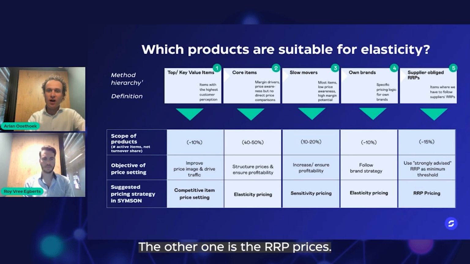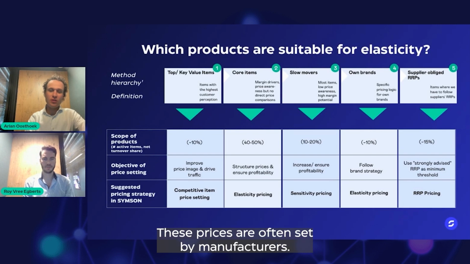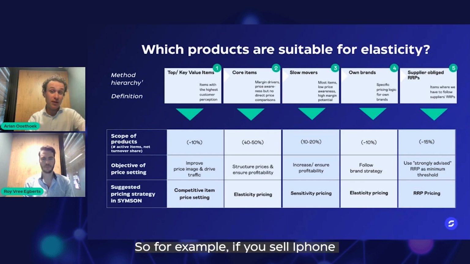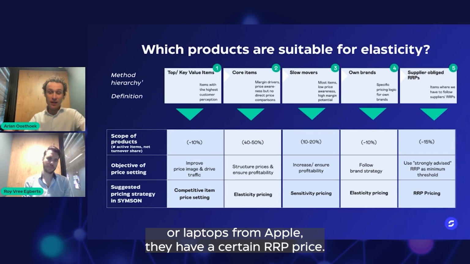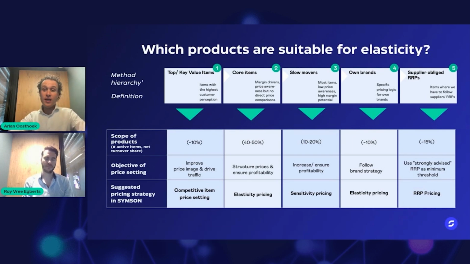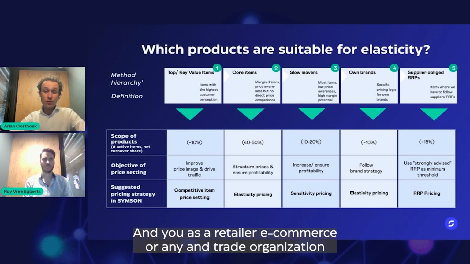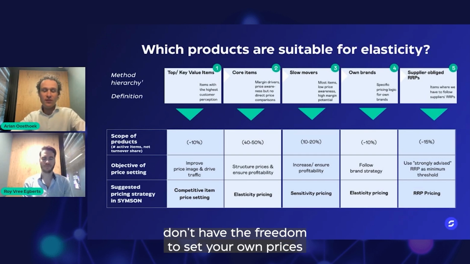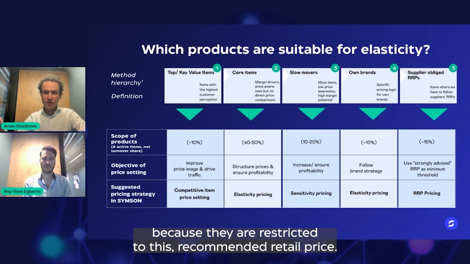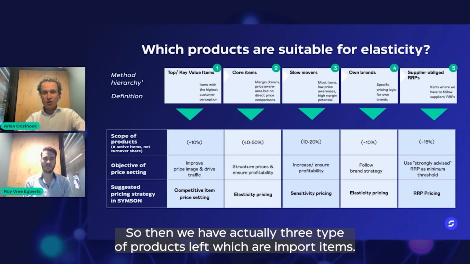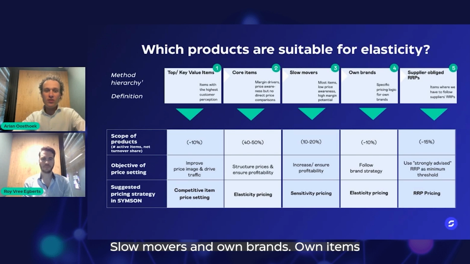The other one is the RRP prices. These prices are often set by manufacturers. So for example, if you sell iPhones or laptops from Apple, they have a certain RRP price, and you as a retailer, e-commerce, or any trade organization don't have the freedom to set your own prices because they are restricted to this recommended retail price. So then we have actually three types of products left, which are core items, slow movers, and own brands.